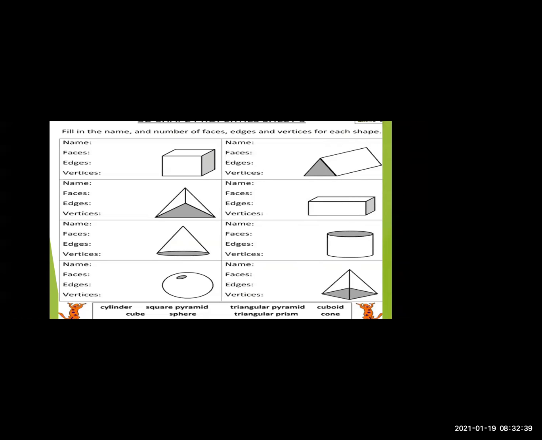Okay, the down one. To the down figure. Can anyone tell me what is the name of that figure? The base is triangle and it is also covered by triangle. Can anyone tell me what is the name of that shape? Triangular.